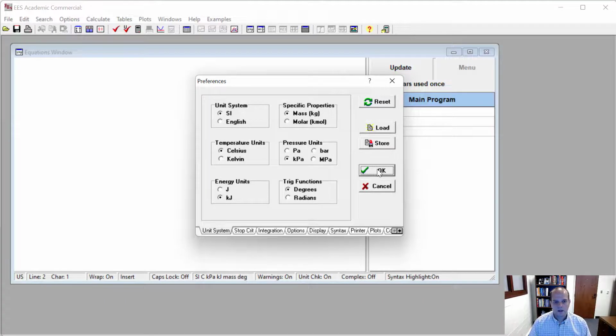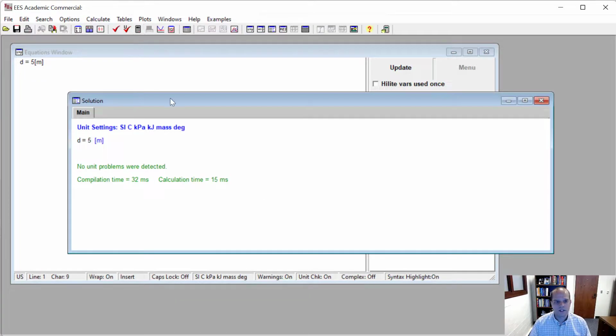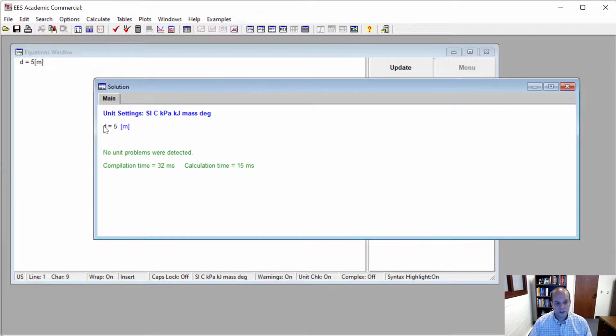And so if I have now d equals 5 meters, let's give it a unit, and the way you give it a unit is you just put a square bracket and place the units inside of that. And so now you see that I've got the same type of thing in the solutions window, d equals 5, but it's listing a unit on there.